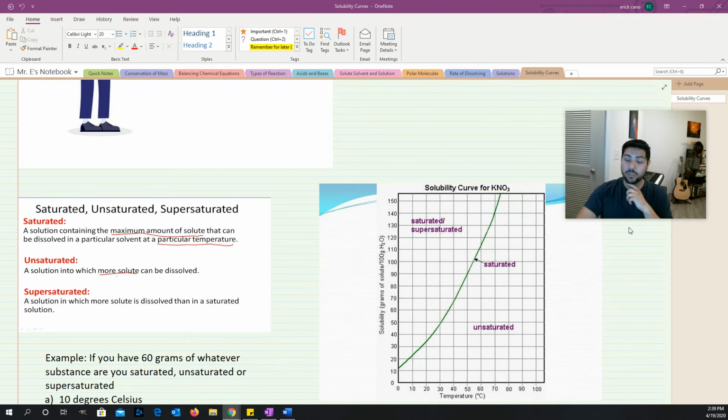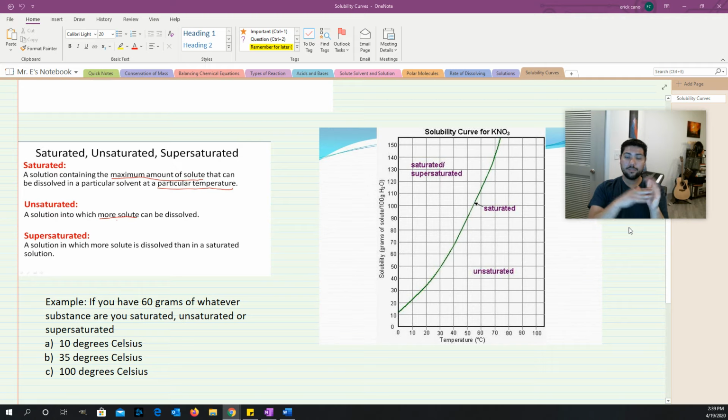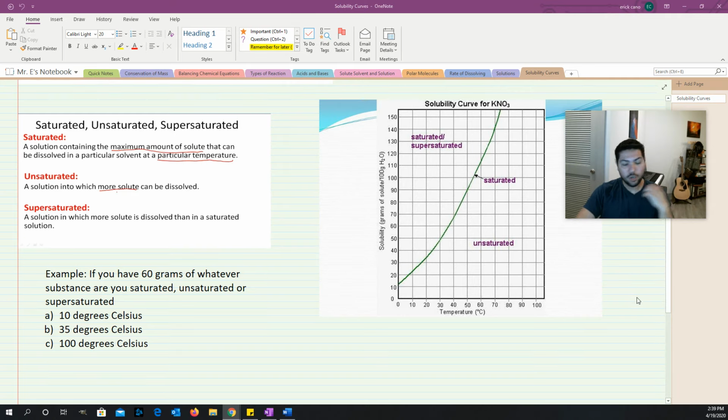Okay. This starts off with where we left off last time. Saturated, maximum. Unsaturated, below, not enough. And supersaturated, you went overboard. Too much. Okay. And that's going to fit into this. So I'm going to get right into an example problem so you guys can get it and get on out of here. Okay. So the example is, if you have 60 grams of whatever substance, it doesn't matter, 60 grams, right? When you look here, that's the grams. When you look at the bottom of the curve, that's temperature.